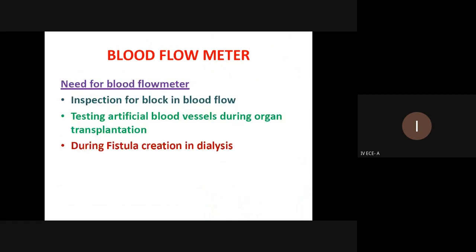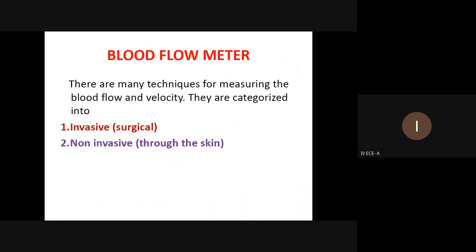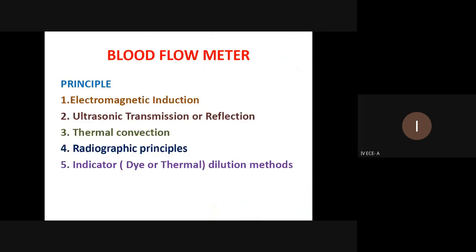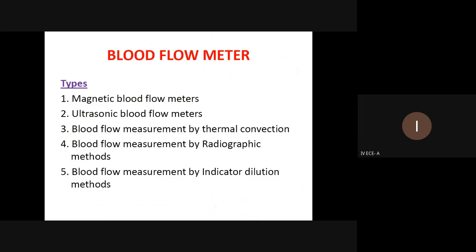Okay, so the need for a blood flow meter. So what are the needs? Inspection for blockage in blood flow, testing artificial blood vessels during organ transplantation, during fistula creation, in dialysis. Okay, so basically it is categorized into invasive, that is surgical, and non-invasive, through the skin. Okay, so what are the types of blood flow meter? Magnetic blood flow meter, ultrasonic blood flow meter, thermal convection method, radiographic method, then indicator dilution method. Okay, so these are the categories of blood flow meters.